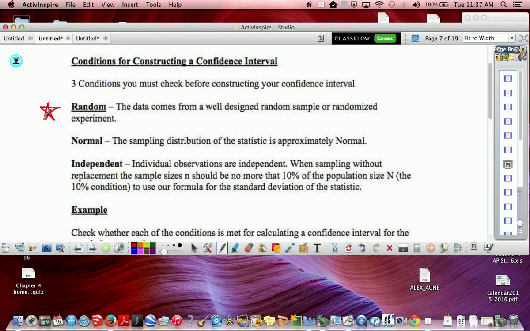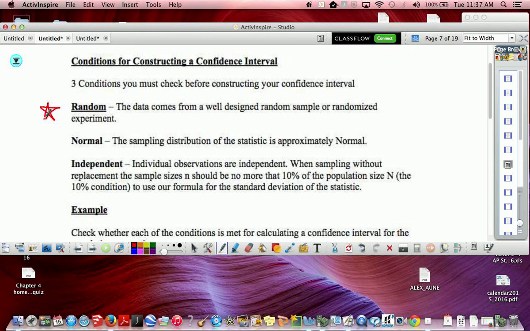It's usually pretty easy in a problem. I'll say, hey, we collected a simple random sample. Beautiful. We're just going to state, hey, we got a simple random sample. We saw back in chapter 4 that bias can occur if you don't do random sampling. You'll get biased results. So if we're getting biased results, our confidence interval is not going to be very accurate.